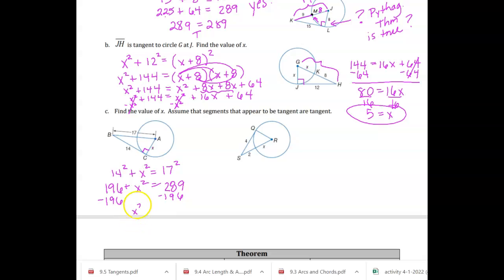So x squared equals 93. And then we'll take the square root. Now, technically, we should get a plus or a minus, but because we're talking about a circle, we won't have negative lengths. Remember, we're going to want to break 93 down. So I know that's 3 times 31, and that doesn't break down at all. So we're just going to leave this as root 93.